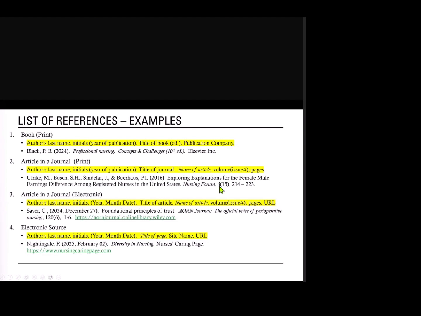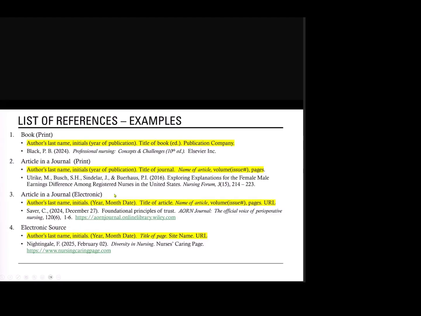Then the volume, followed by the parentheses of the issue number, and then a comma, and then the pages. In this case, it's 2014 and 2023, okay?